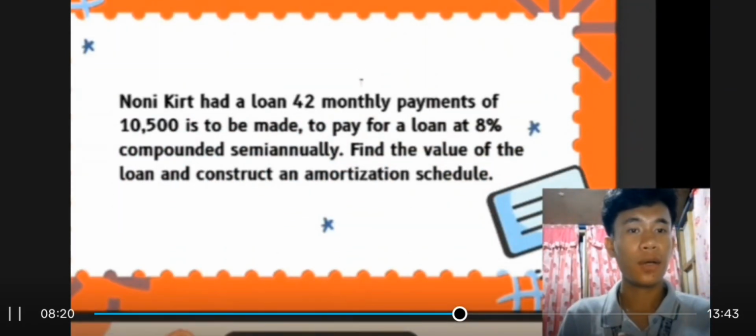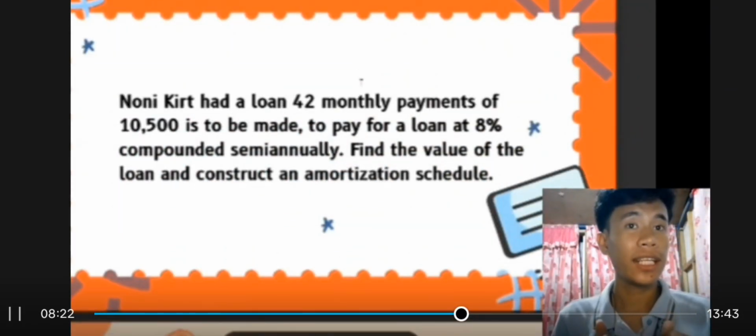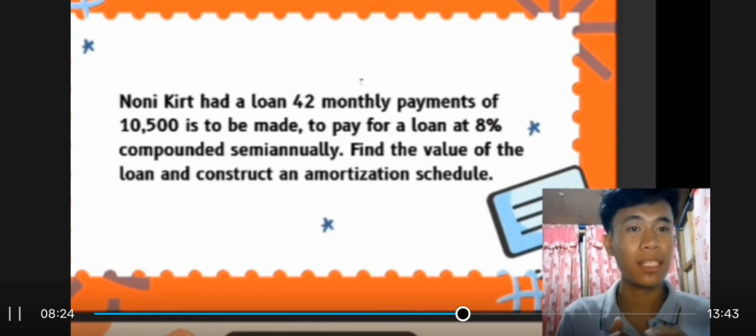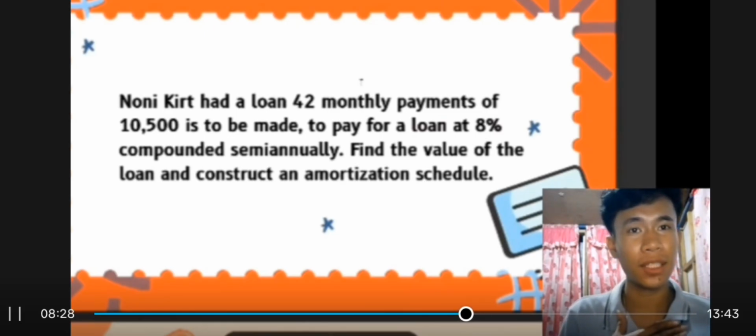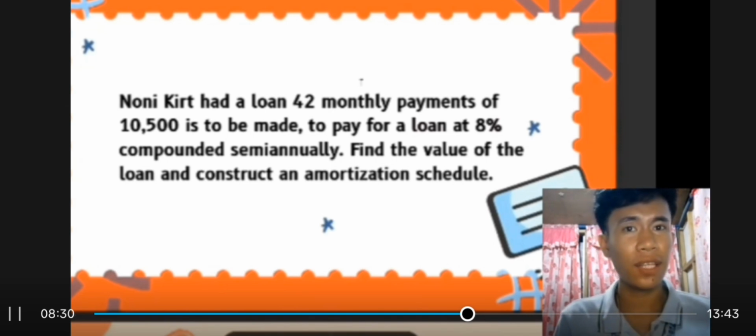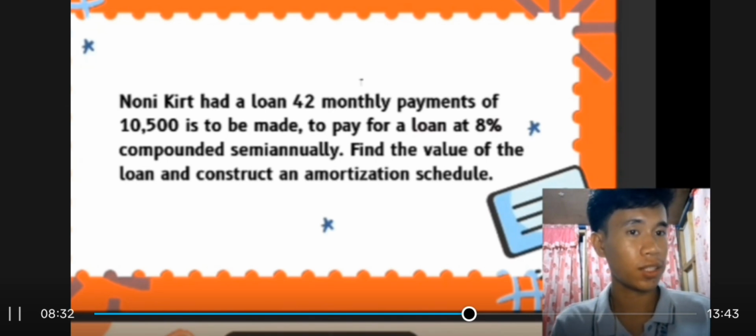And I have now here the example. Nonigard had a loan where 42 monthly payments of 10,500 are to be made to pay for a loan at 8% compounded semi-annually. Find the value of the loan and construct an amortization schedule.